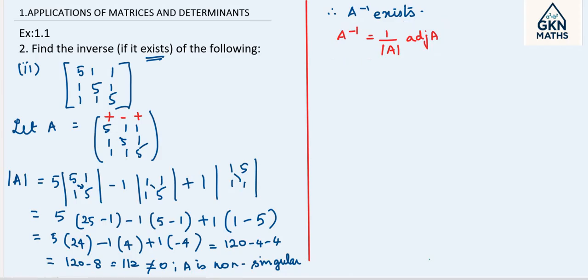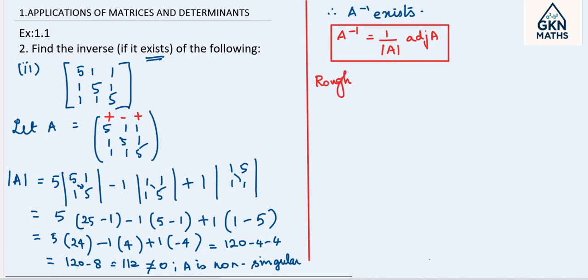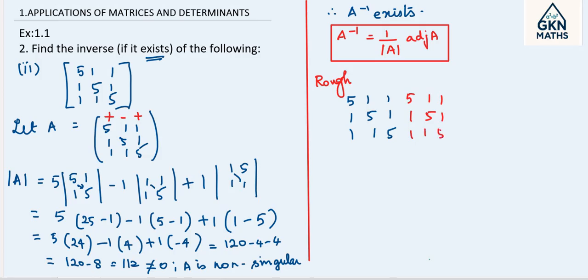So how to find this adjoint of A? We have seen the shortcut method in the previous video. Here is another method which must be written in the rough work. So write all the elements of the given matrix: 5, 1, 1, 1, 5, 1, 1, 1, 5. I repeat the elements. Next I write it again: 5, 1, 1, 1, 5, 1, 1, 1, 5.